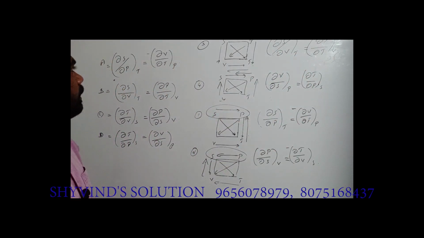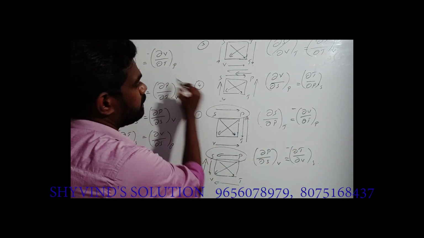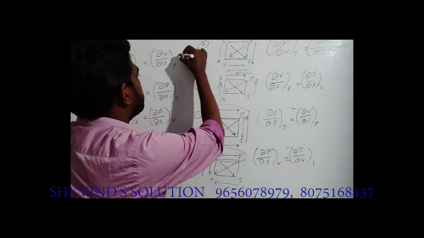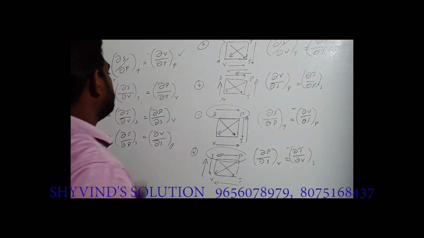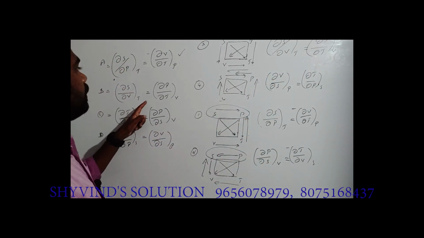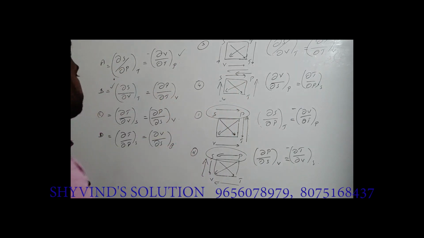Comparing with the options: the first one, dou S by dou P at constant T, is equal to minus dou V by dou T. This is right. Next, dou S by dou V at constant T is equal to dou P by dou T at constant V. This is also right.